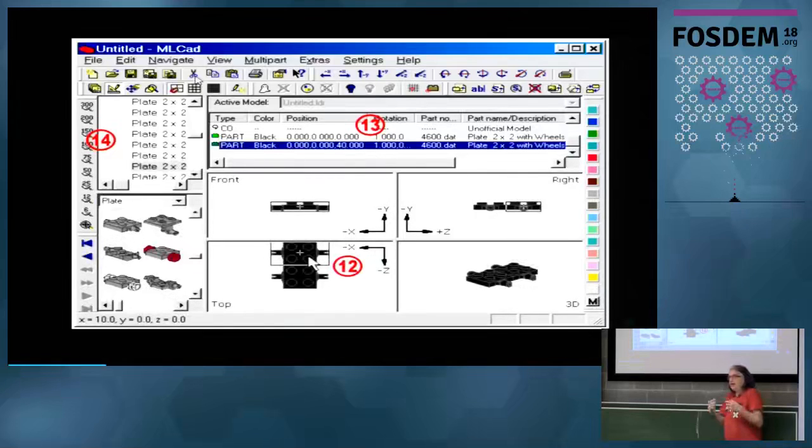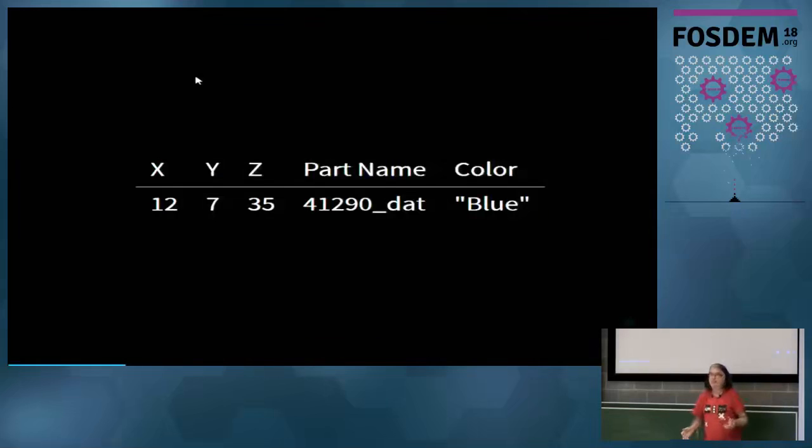An MLCAD text file, much reduced, looks something like this. You have columns for X, Y, Z, a part name, and a color with a string, in this case, because some colors there is the light gray, there is the dark gray, there is the old blue, there is the TARDIS blue, etc. So you have a combination of several different types of identifiers.